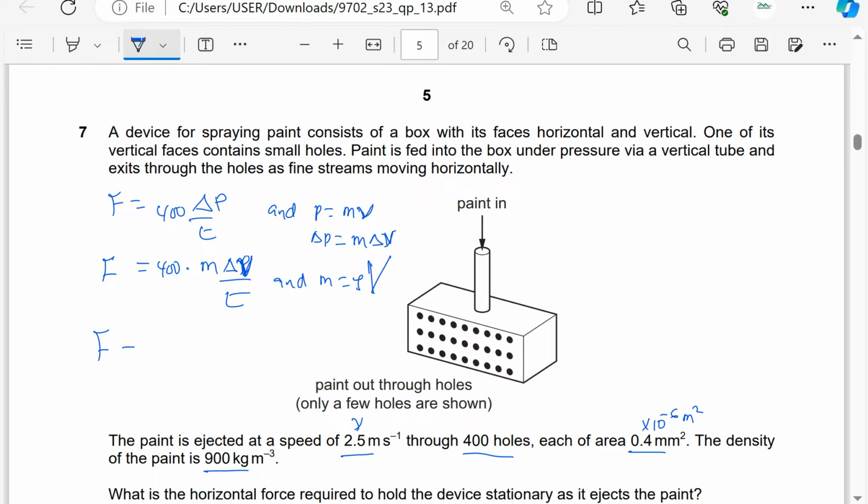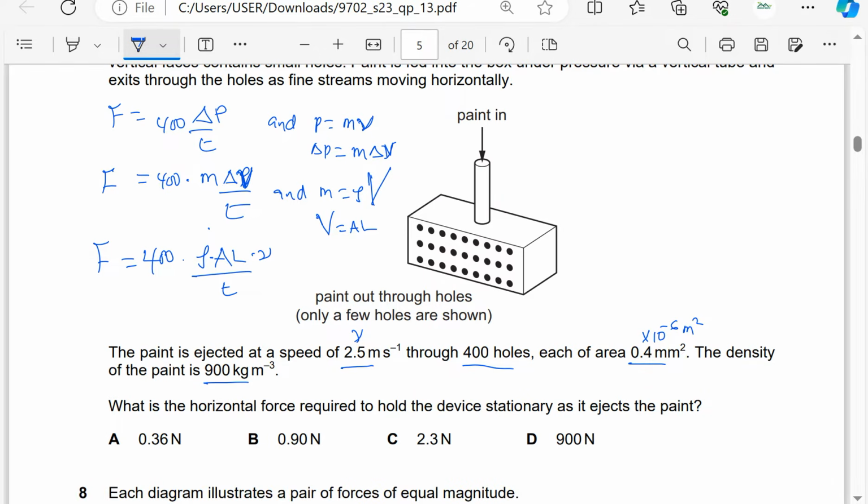So it means the force is going to be equal to 400 times mass, which is density times the volume. Remember, the volume is cross-sectional area times another length. So this will be times the mass. Mass is density times volume, where volume is cross-sectional area times length, then times change in velocity. If we assume one of the velocities is 0 and the other is v, the change in velocity is small v. Then this is divided by time t.